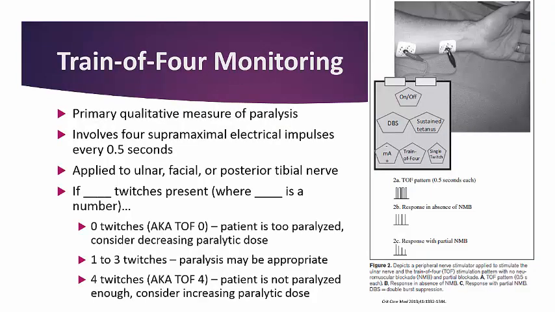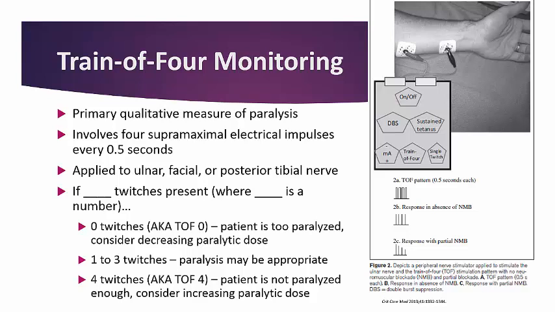So, train of 4, as we said, is the primary qualitative measure of paralysis. What is done in train of 4 is that you're essentially attached to electrodes, and these electrodes are applied to the ulnar, facial, or posterior tibial nerves, which you can see attached here on the patient's arm. After these little attachments are placed, 4 electrical impulses will go through every half a second.